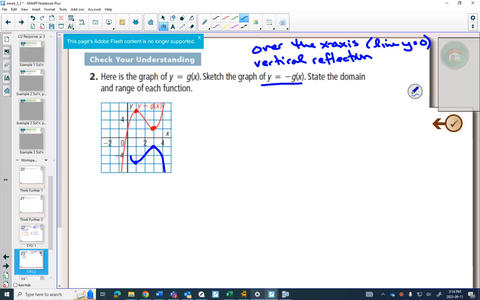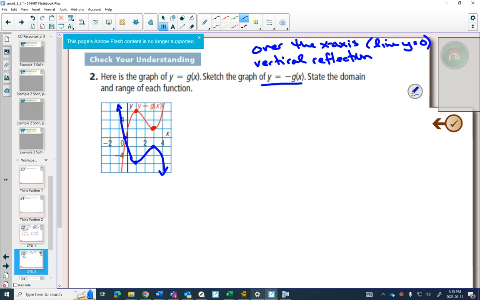So I want you to think, if you reflected the red one, top part gets reflected down, bottom part gets reflected up, which point would stay the same? Which point would be both on the blue graph and the red graph? Yes, the x-intercept. Right there. And if you think about it, on an x-intercept, what is your y-coordinate? Zero. And then you multiply all your y's by negative 1. That would be the only one that doesn't change. So it'll go up like this.